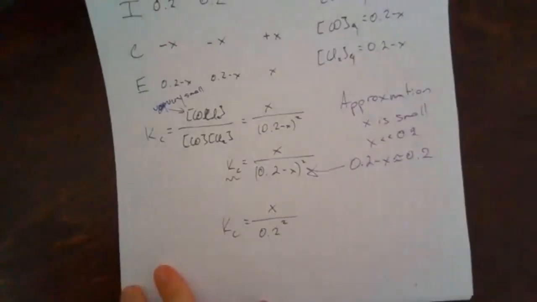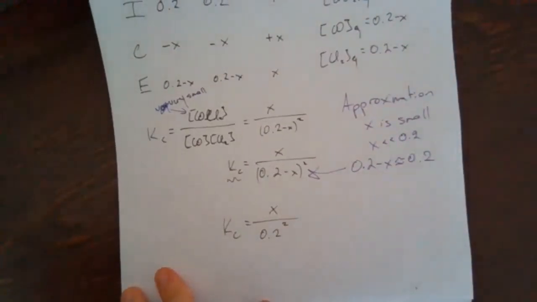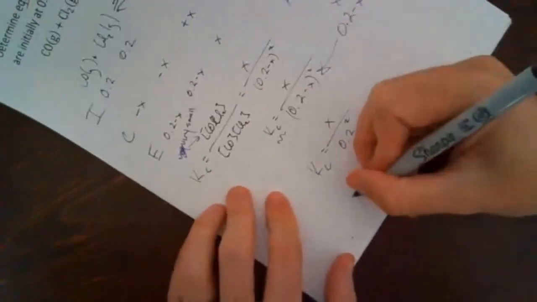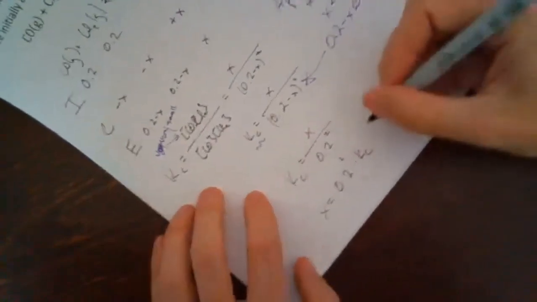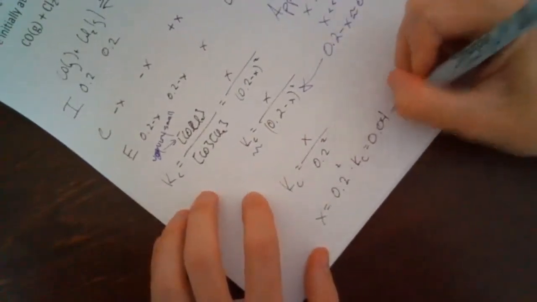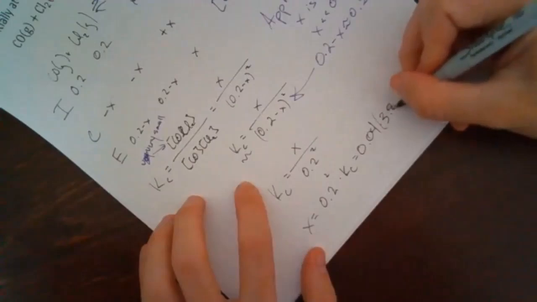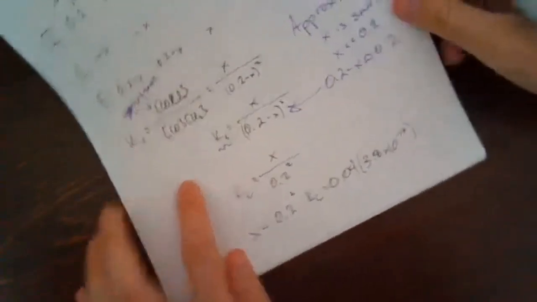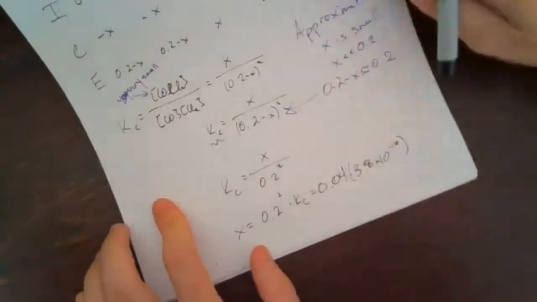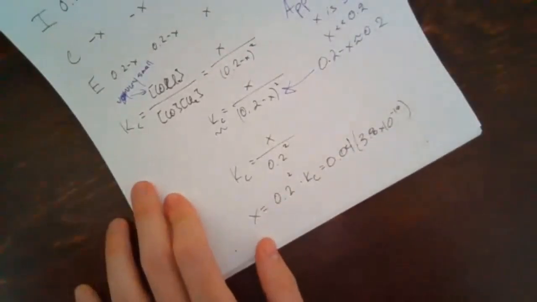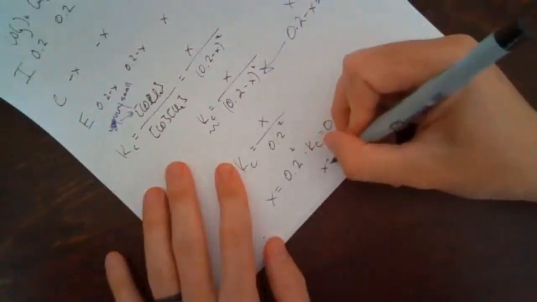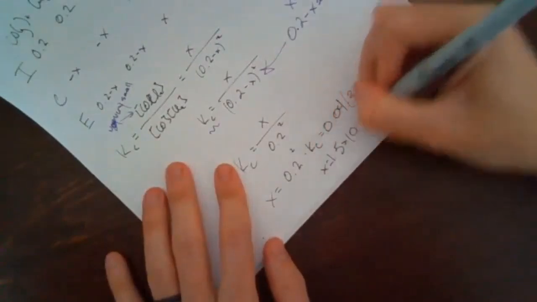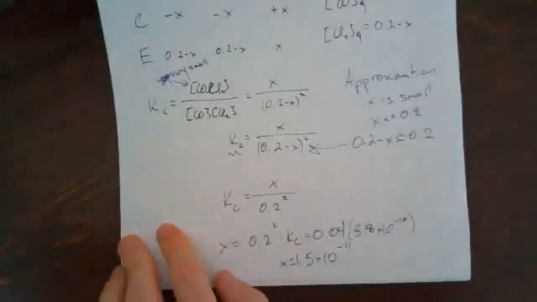That simplifies my equation greatly to Kc is equal to x divided by 0.2 squared, because 0.2 minus x is basically 0.2. This becomes much simpler, because now x is equal to 0.2 squared times Kc, which would be 0.04 times the 3.8 times 10 to the negative 10. I just plug in the Kc value, and from that I get x is equal to 1.5 times 10 to the negative 11.